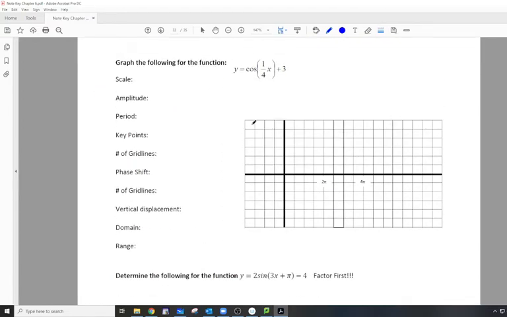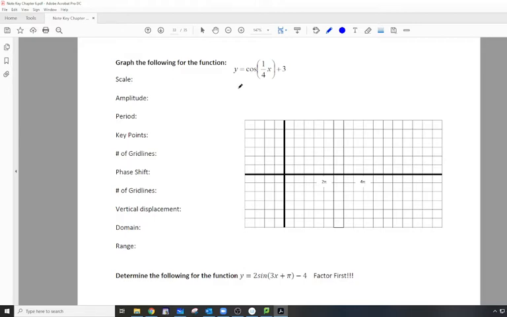The first thing I would recommend you doing is I want to see if you can fill out this left-hand side. So without knowing this is cos or anything, can you figure out amplitude, period, key points, phase shift, vertical displacement, domain, and range? So I want you to pause the video, and then when you feel like you've got this left column filled out as much as you can, unpause the video. And then you'll pause the video again and try the graph. So just making sure that you're on the right track.